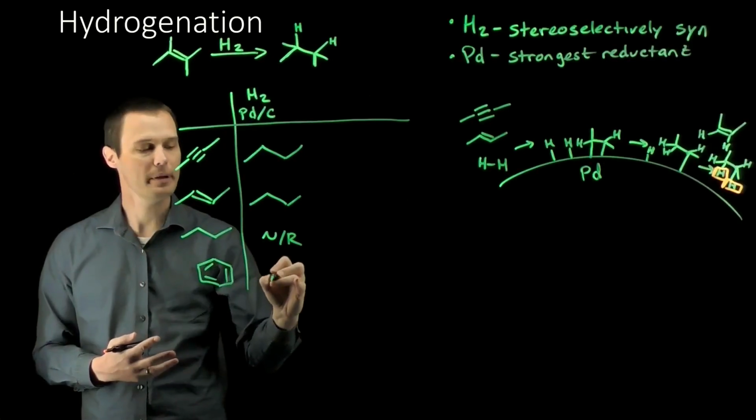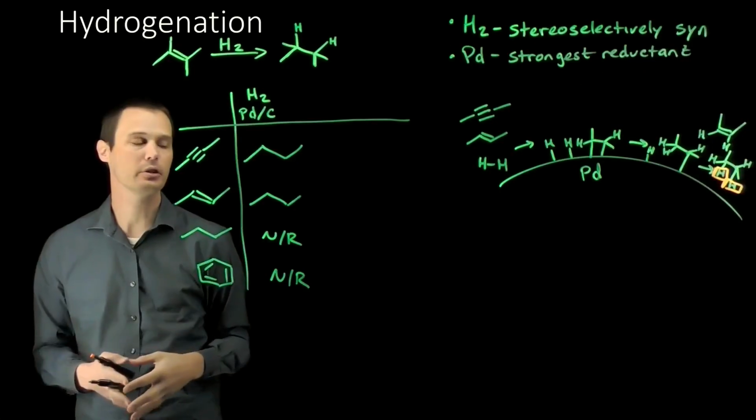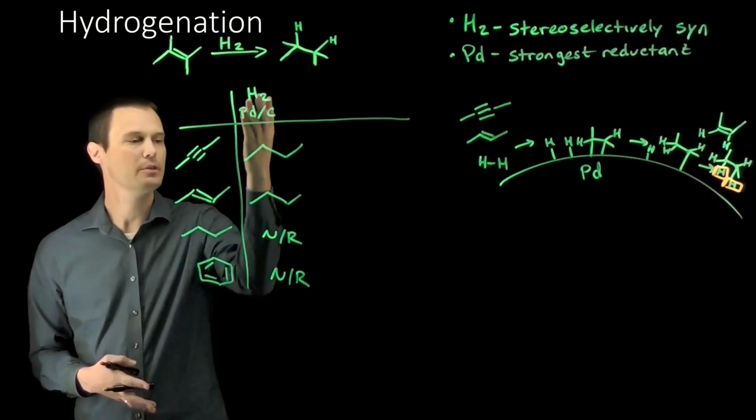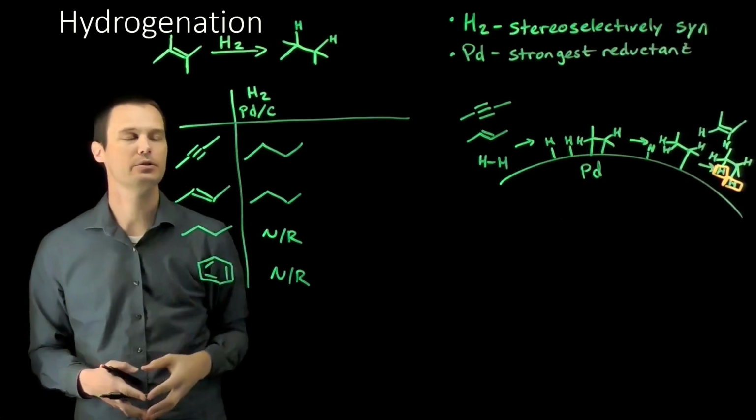And the same is true for the benzene ring. We talked earlier that the benzene ring, because it is aromatic, is exceptionally stable, and because it's exceptionally stable, it will not react under these reaction conditions. So this is one set of reaction conditions. The strongest reductant will completely reduce our pi bonds to alkanes.